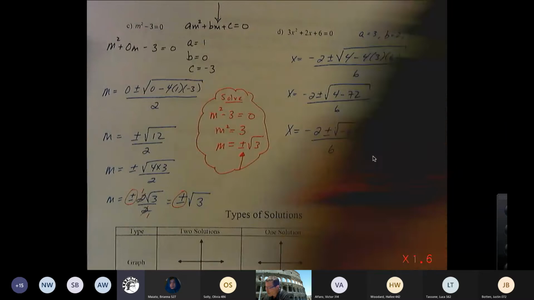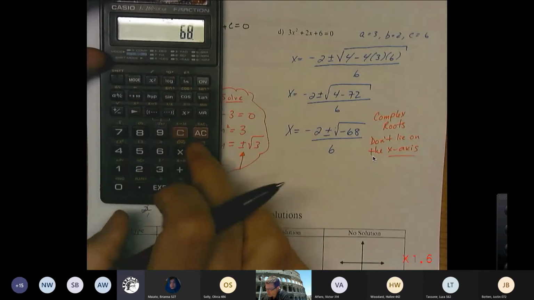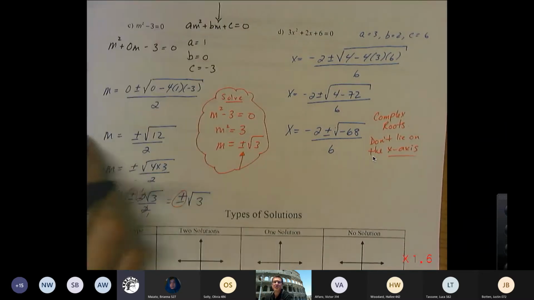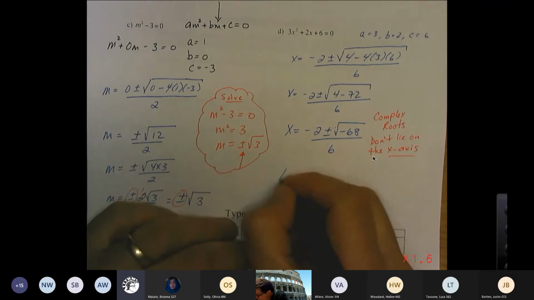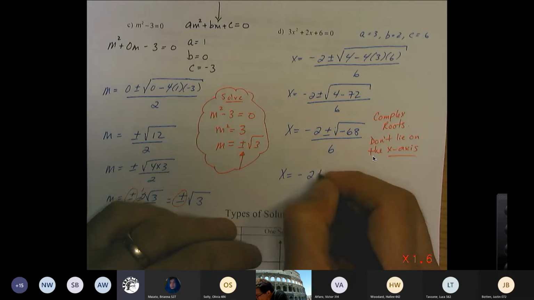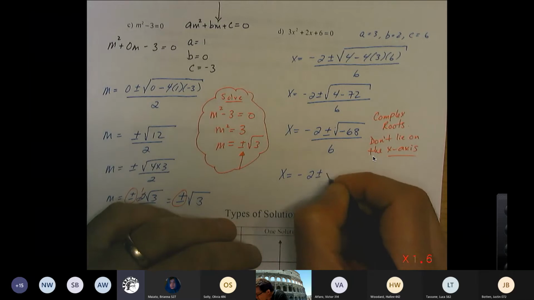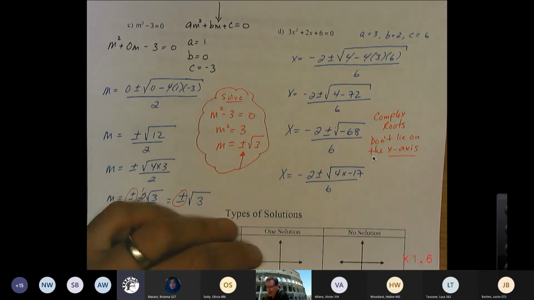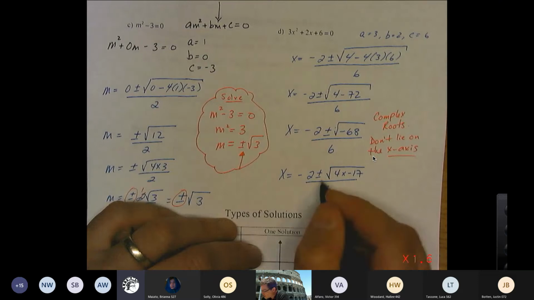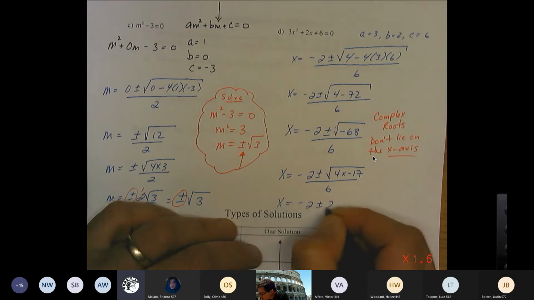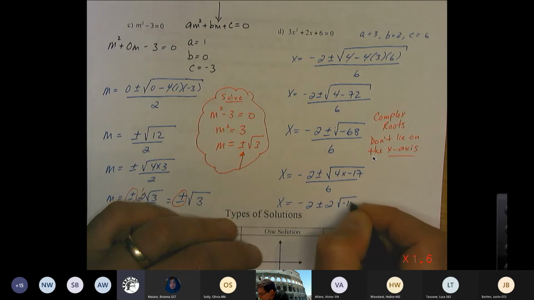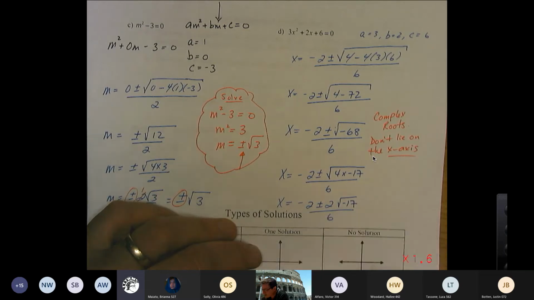So 68, I'm wondering if that has a perfect square in it. I'm going to divide it by 4, and it does. It's got 4 and 17. So what this becomes is -2 plus or minus square root 4 times -17 over top of 6. Now that 4 will come out as a 2. So this becomes x equals -2 plus or minus 2 root -17 over 6.